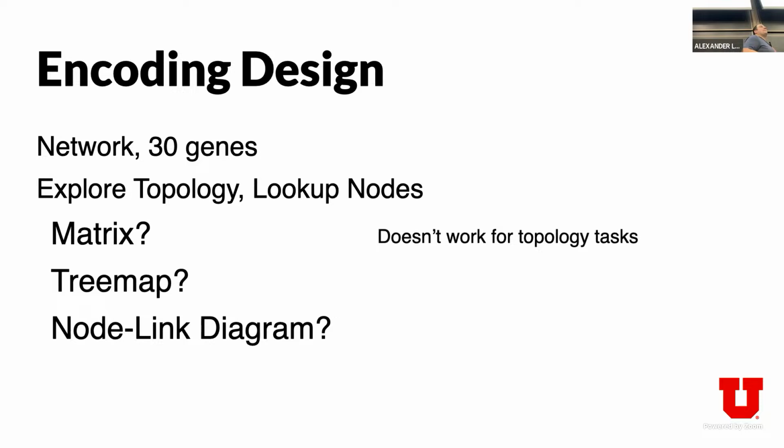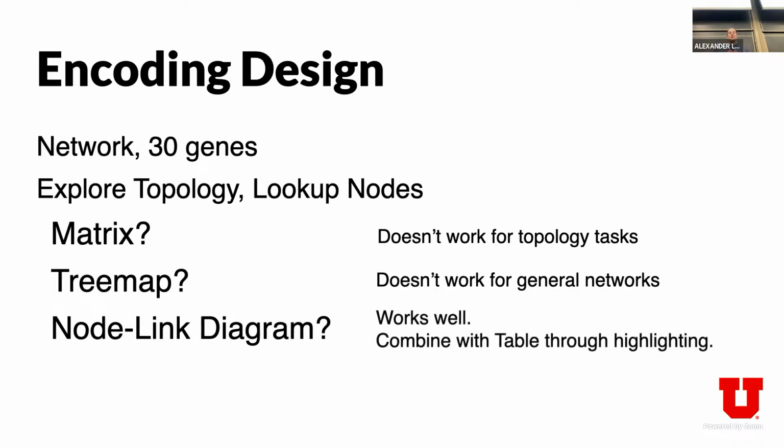What about a tree map? No, because it's not a tree, right? So we can't use a tree map. It's a general graph. So what we need to do is a node-link diagram. And this kind of works well.